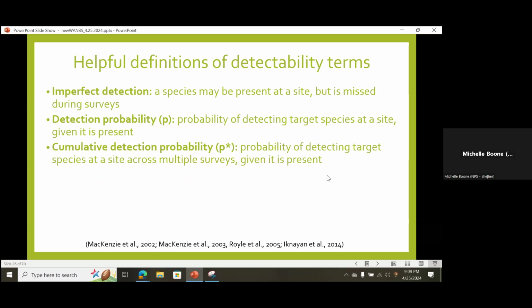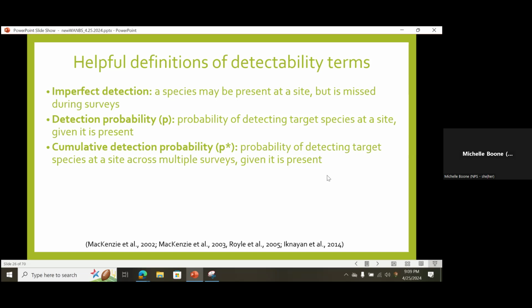So I have a few helpful detection terms before we move on, just to make sure we're all on the same page. So imperfect detection, we kind of got at that already. It's when a species might be at a site, but we just miss it. We didn't see it. Just like our spiders in the room.